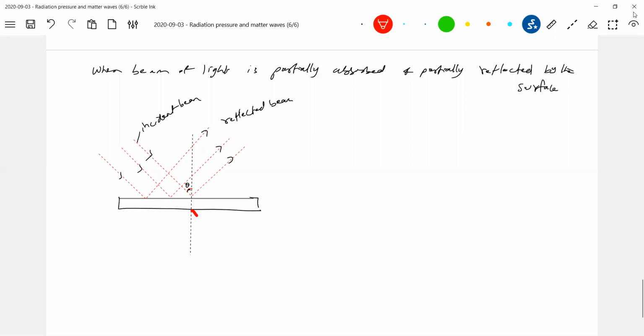Already we know the formulas, no? Directly let's adjust it instead of deriving it again. Due to reflection, how will it be? Since we made some things clear, this is due to absorption, this is due to reflection. So the total perpendicular force on the surface, and let the area be A. So F perpendicular should be equal to Fa cos theta plus Fr.